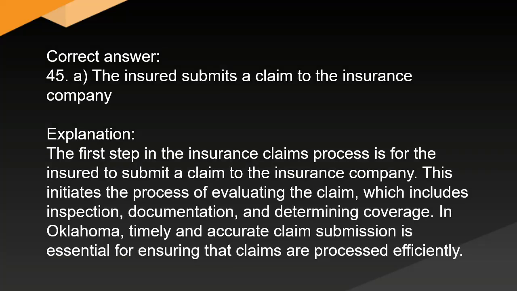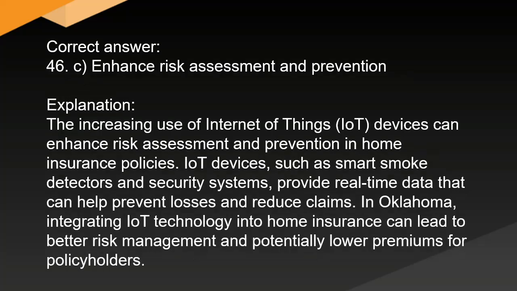Correct answer: A. The insured submits a claim to the insurance company. Explanation: The first step in the insurance claims process is for the insured to submit a claim to the insurance company. This initiates the process of evaluating the claim, which includes inspection, documentation, and determining coverage. In Oklahoma, timely and accurate claim submission is essential for ensuring that claims are processed efficiently.